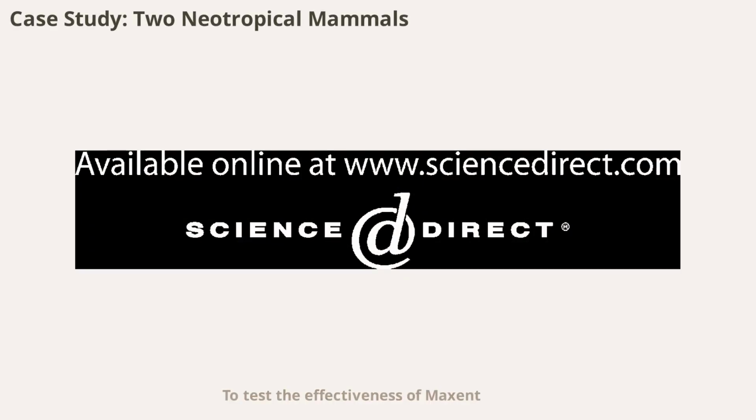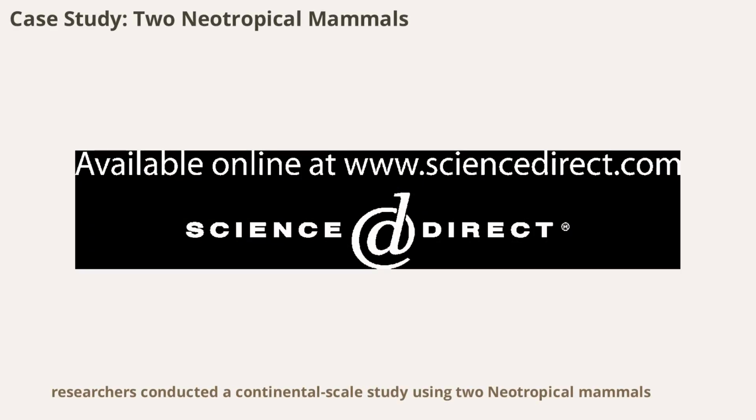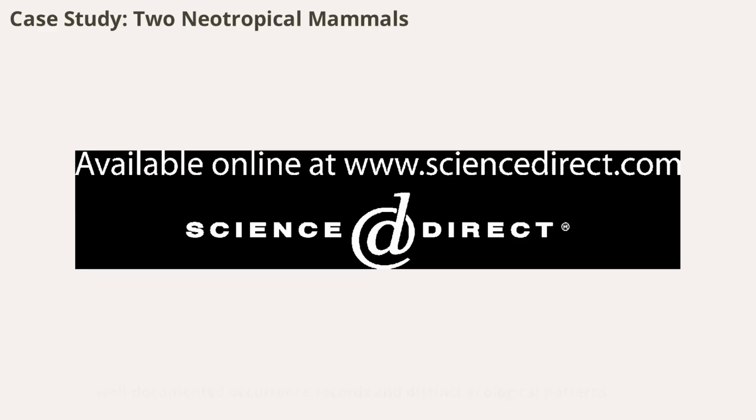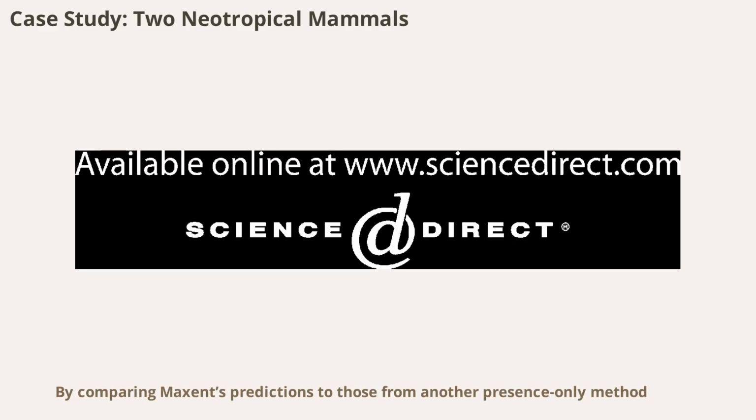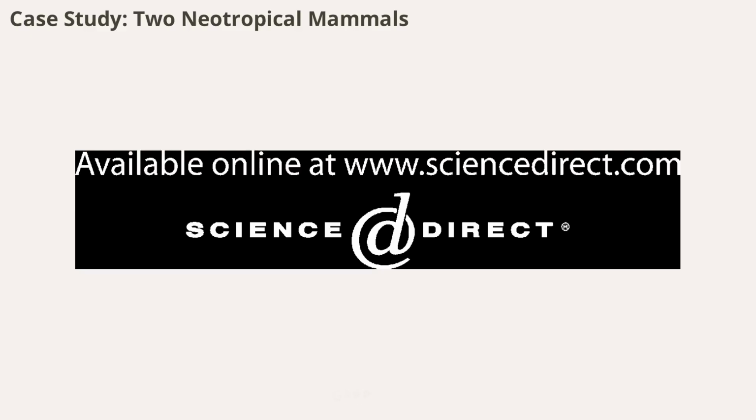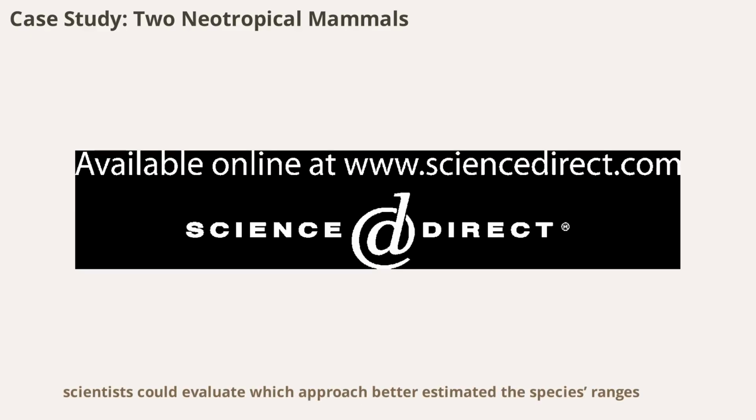To test the effectiveness of MaxEnt, researchers conducted a continental-scale study using two neotropical mammals, the lowland sloth, Bradypus variegatus, and a small montane rodent, Microryzomys minutus. These species were chosen because they have well-documented occurrence records and distinct ecological patterns. By comparing MaxEnt's predictions to those from another presence-only method, GARP, scientists could evaluate which approach better estimated the species' range. The study involved splitting occurrence data into training and testing sets, allowing for robust statistical assessment of model performance.